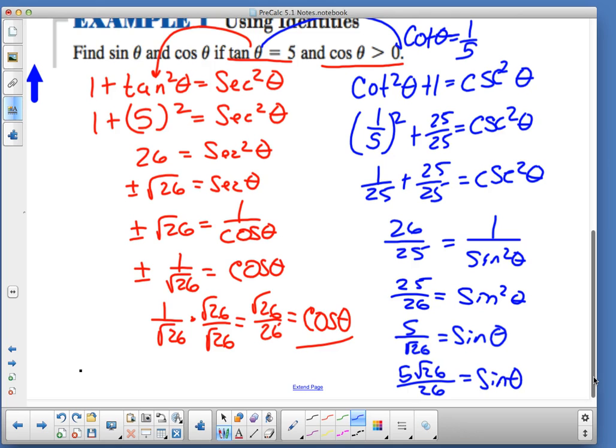Now, I've got to remember a couple things as I'm going through. One of the things I dropped as I did this one is that after I took the square root, I had a plus or minus.